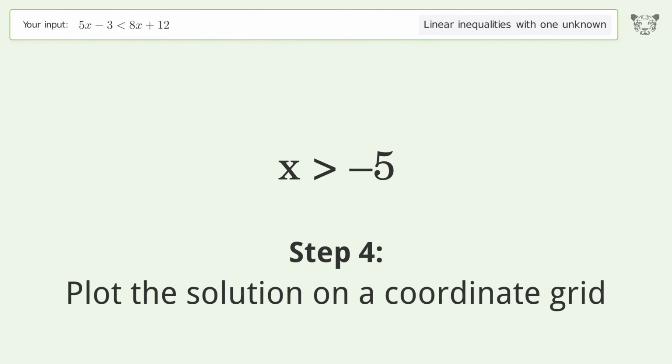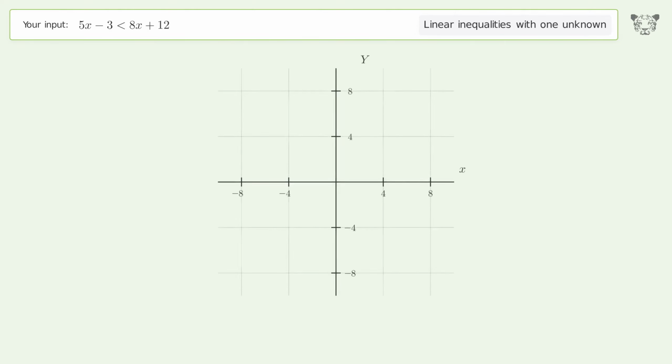Plot the solution on a coordinate grid. And so the final result is x greater than -5.